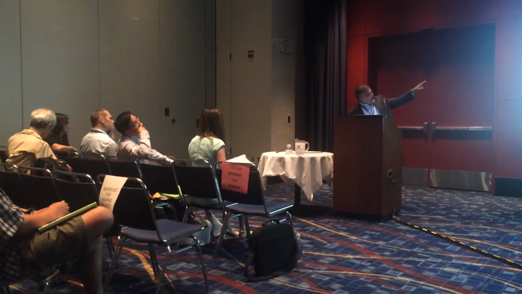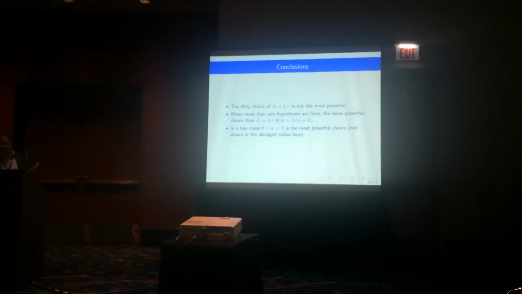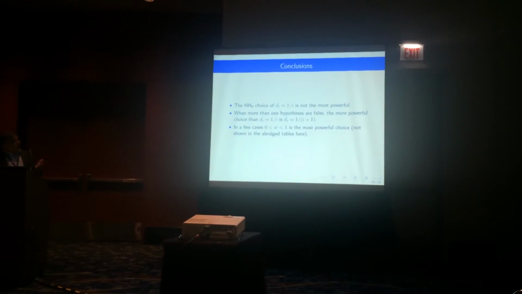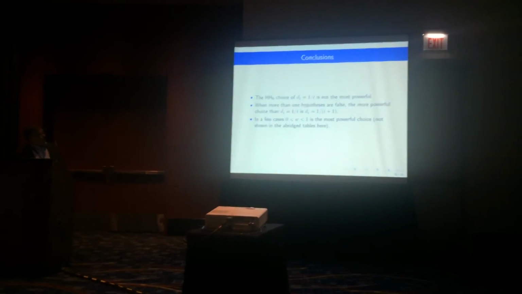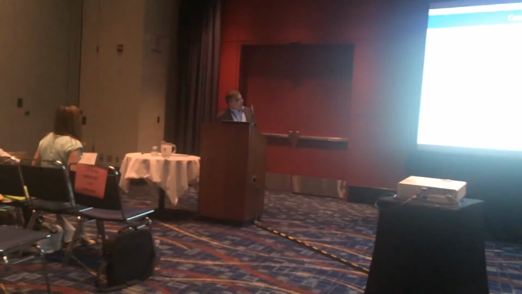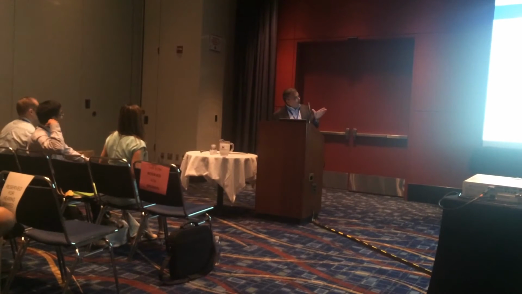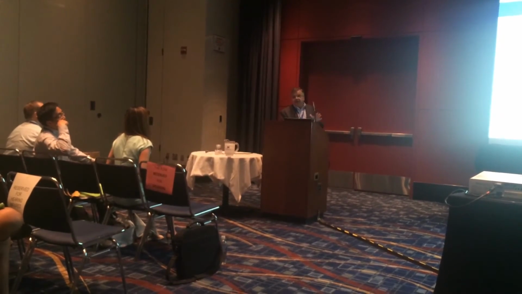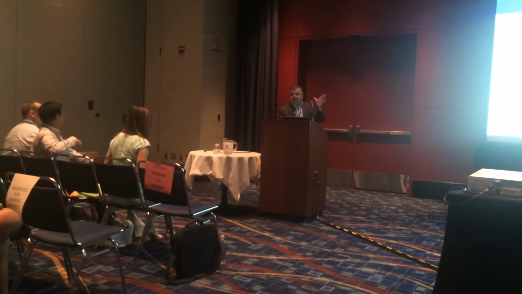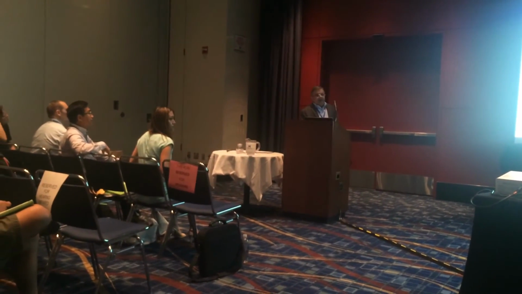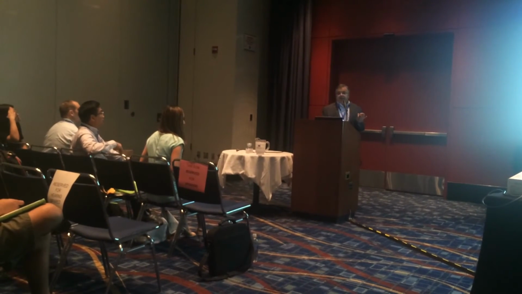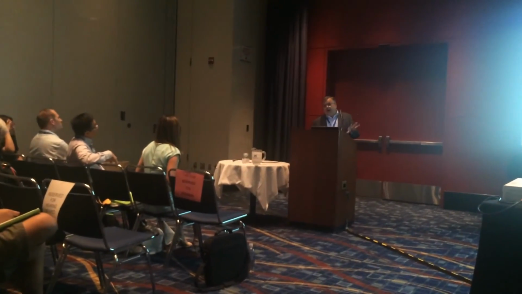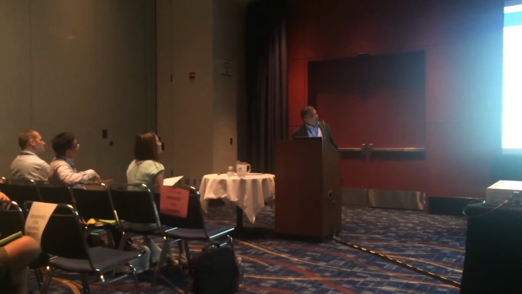And you might wonder why it stops at step 1. Also, that's the one that we have used in our Biometrika paper. When more than one hypothesis is false, the more powerful choice is Di equal to 1 over i plus 1. I don't show you, but in a few cases, a W value between 0 and 1 is the most powerful choice, because I did not show you all the intermediate values of W. But in most cases, W equal to 1 is the most powerful choice. So that's my talk.